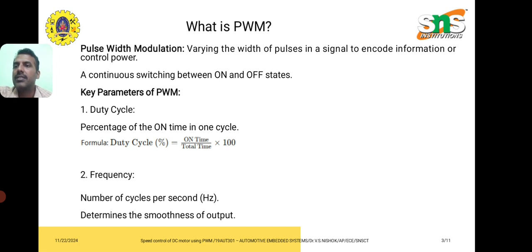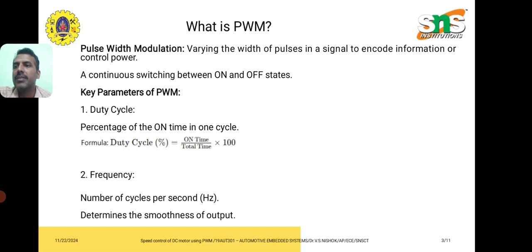The key parameters to consider in pulse width modulation are duty cycle and frequency. Duty cycle is the percentage of on time in one cycle. In one time cycle, how much percentage is the power on time, and the remaining time is the power off time. Based on that on time, the LED brightness or the device working takes place. The formula for calculating the duty cycle is on time by total time into 100. So this is your duty cycle.